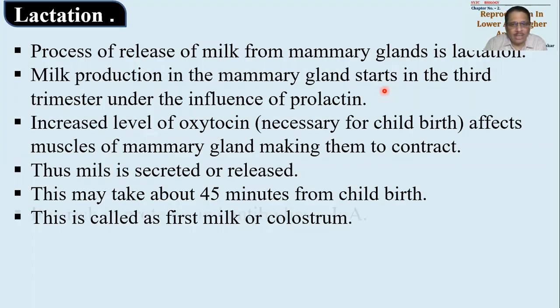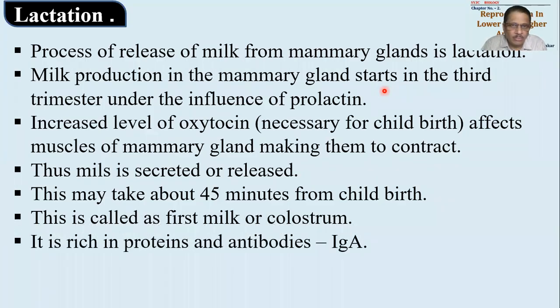Some people believe that this colostrum is dirty milk because it is yellowish in color, so they don't give it to the baby. But this should not be done. Colostrum is very important for the baby's health because it is rich in proteins and antibodies are available. Antibody IgA, standing for immunoglobulin alpha, is present in it. This immunoglobulin will help the child get protected from infections.